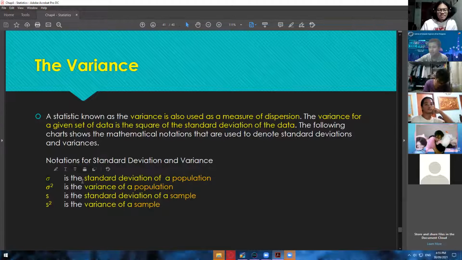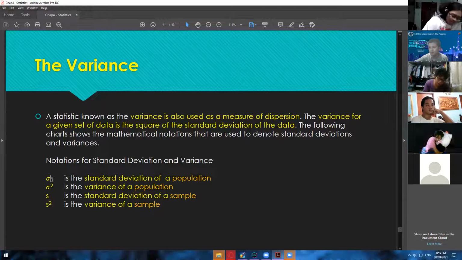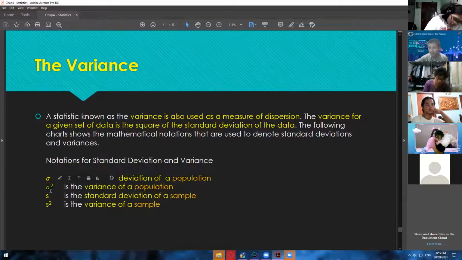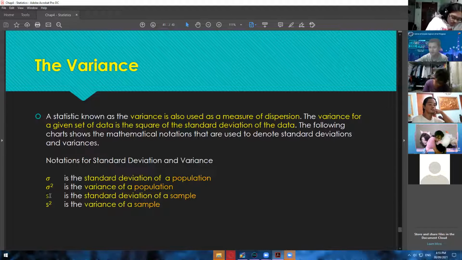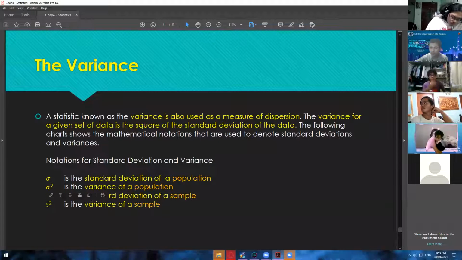Here we have the symbol for the deviation, and here the symbol for the variance. If it's population, then you have this one. And if you're going to solve for the variance, just square that standard deviation value. Very easy. So for the same example, we have this standard deviation value. Then all you need to do to get the variance is square this one.